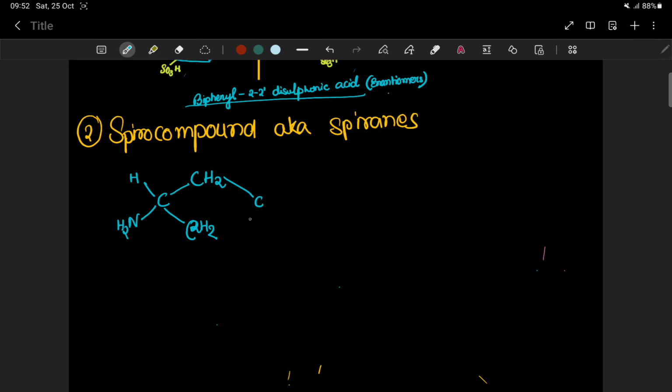Okay, this is our carbon again. So CH2. This is our CH2. This is our carbon, sorry. This is our H. This is our NH2, the amino group. So what is the name of this compound?